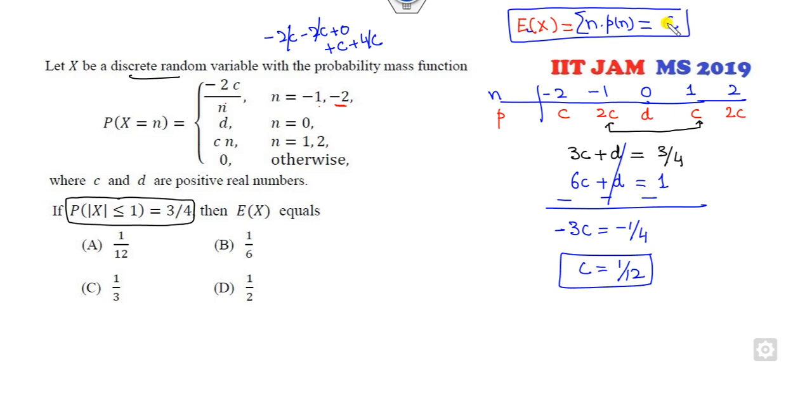And my required target is to find only C. So the mean will be C, that is 1 over 12, is the right answer. There is no need to find the value of D because we don't need it.